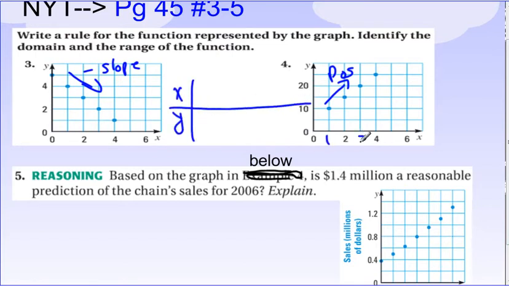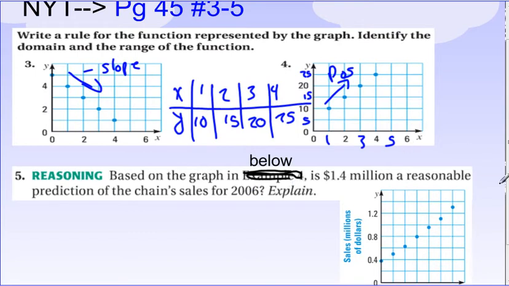1, 2, 3, 4, 5. This will be 5, 10, 15, 20, 25. So at 1, 10, 2, 15, 3, 20, 4, 25.